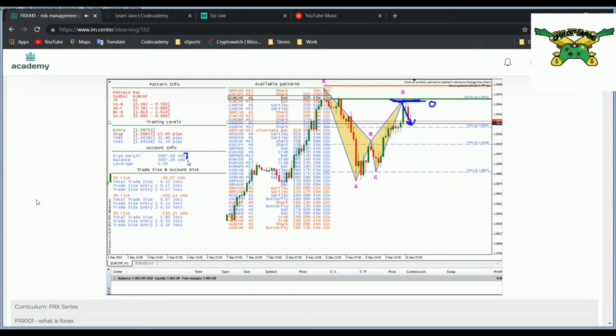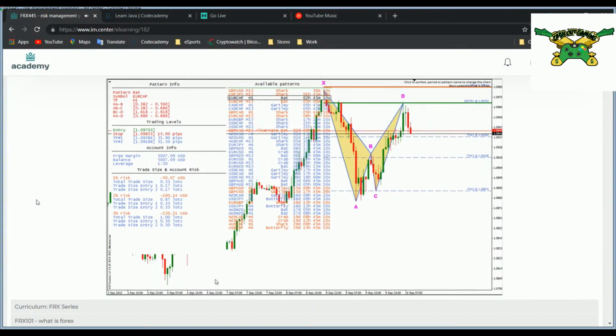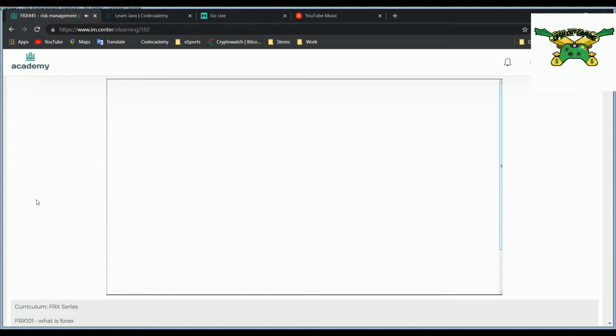Some pairs have higher risk than others. The EUR/CHF, since it's the CHF, there's a higher value attached to it in terms of margin and risk. I'm using this as a demo account, just to show some examples. Let me just fix this. So that's how, when we look at trade margin, that's how professional traders look at it.